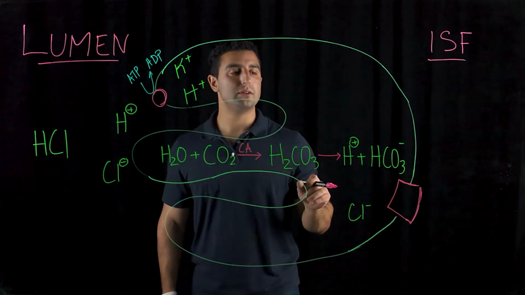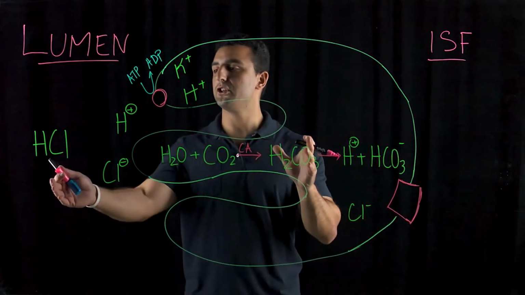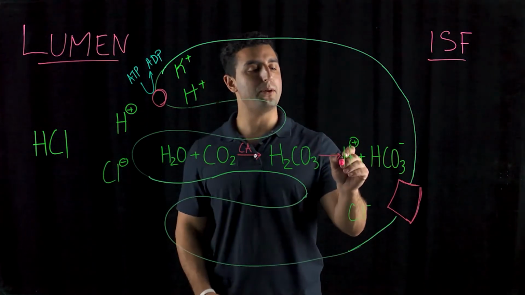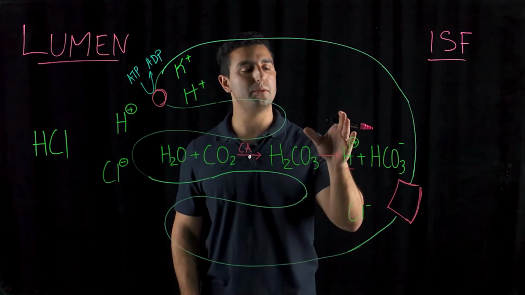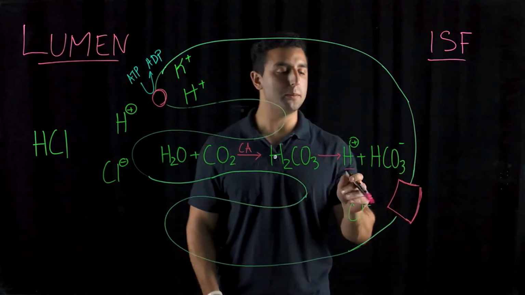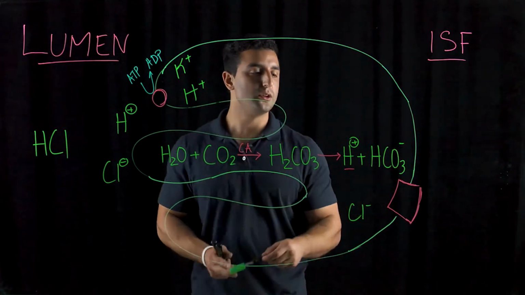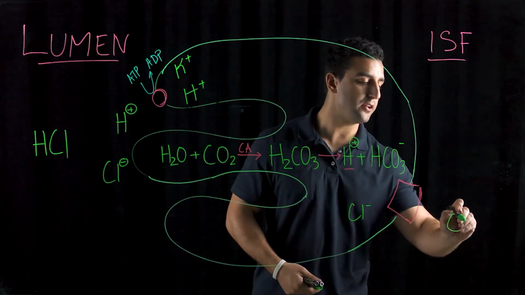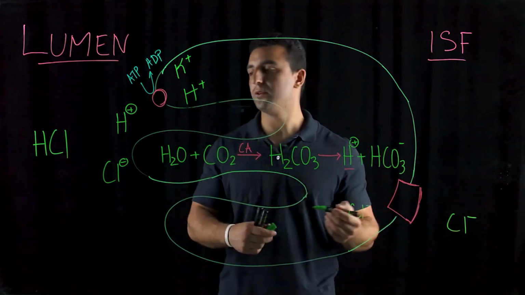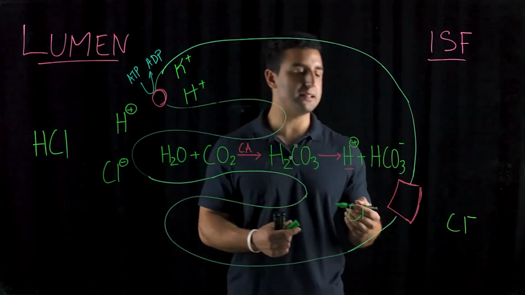Bicarbonate is not relevant to this production of hydrochloric acid. However, we now have our primary substance, one of our primary protons. Now we need the chlorine group. And the chlorine comes from the outside. So the extracellular chlorine needs to permeate into the parietal cell in order to create hydrochloric acid.